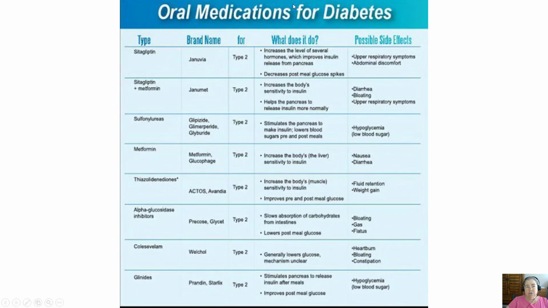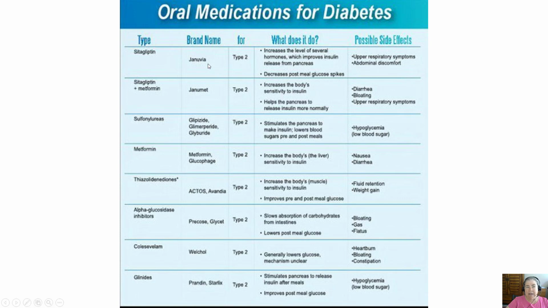This chart shows only some of the oral medications for diabetes. And the main reason that I have this here is not that you pay attention to them or learn them, but notice, one, that they all are for only type 2 diabetes. There are no oral medications for type 1 diabetes. They have somewhat different effects or mechanisms of action.